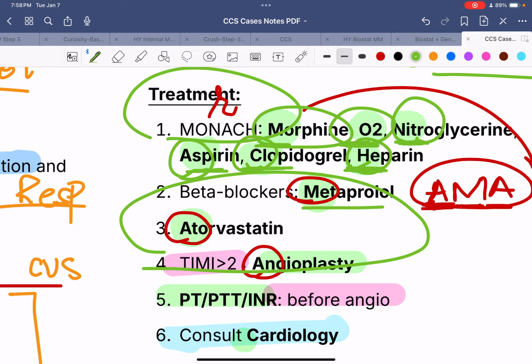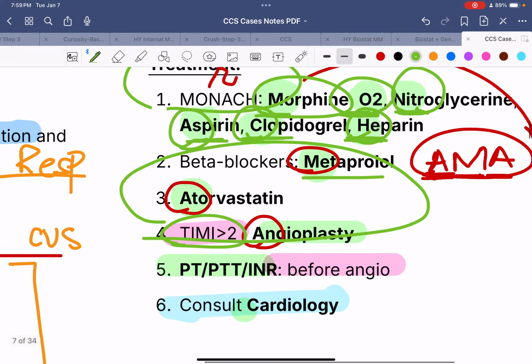And with A and A, if the patient has a TIMI index greater than 2, and on angiography has multiple vessels blocked, like triple vessel disease or two vessel disease, then after angiography you can do an angioplasty, and atorvastatin if the patient has hyperlipidemia. So that's AMA. The basic mnemonic for angina is Monarch AMA, where M stands for morphine, O is for oxygen, N is for nitroglycerin, A is for aspirin, C is for clopidogrel, H is for heparin, and in the AMA, A is for atorvastatin, M is for metoprolol, and A is for angioplasty.